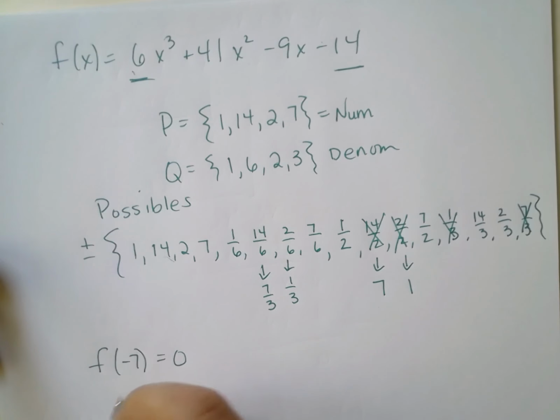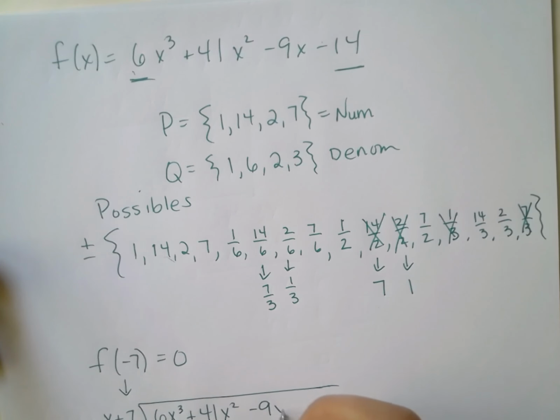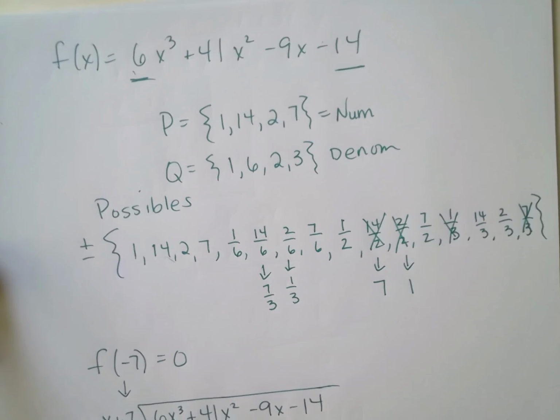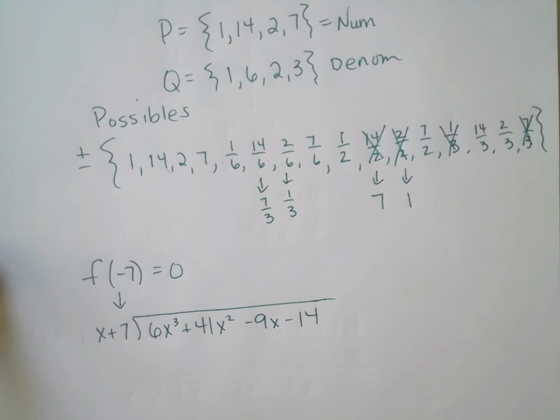That means that x plus 7 is a factor. So I'm going to take x plus 7 and divide it into my original f. Now the good news is that since this is an x cubed, when I divide one time I should have x squared. So then I don't need anything except for the quadratic formula or factoring.